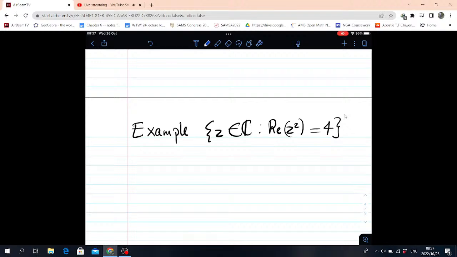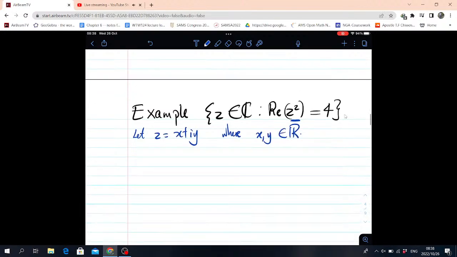And this one says that we want to sketch the set of all points such that the real part of z squared is equal to 4, right? So we want all the points that satisfy this. So for us to be able to do that, we say let z be equal to x plus iy, where x, y are real numbers, right?